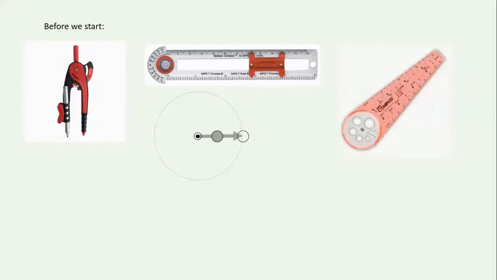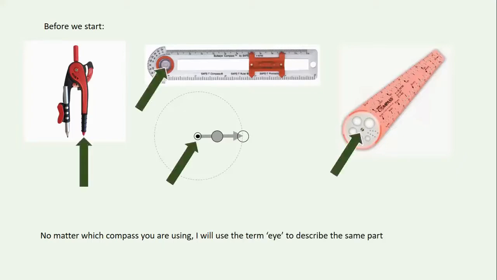Before we start, let's talk about the parts of a compass. No matter which compass you are using, I'm going to use the term eye to describe the same part. This is where the center of your circle will be placed.